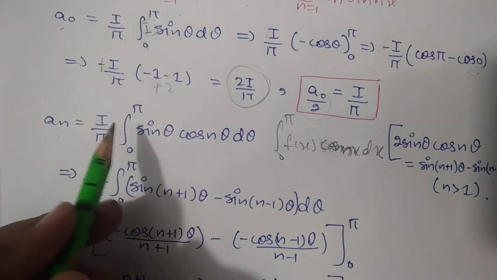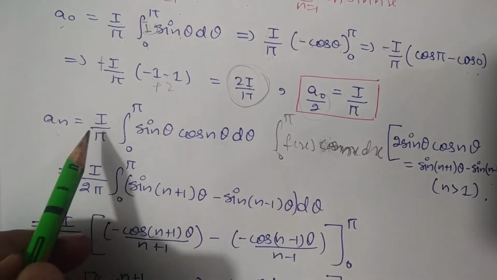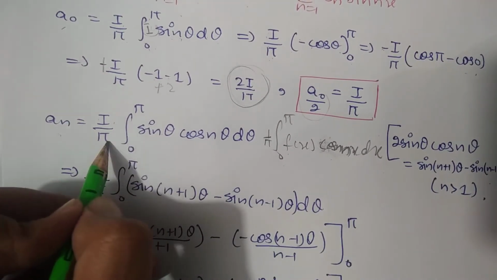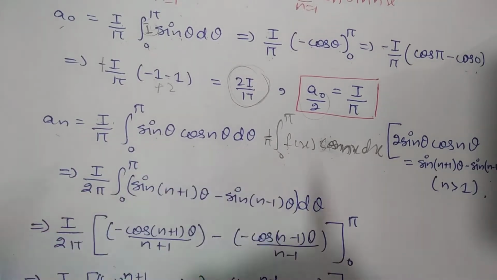So the value of a n will be, the function is I sin theta, I am taking I outside as it's a constant term, and 1 by pi also over there, so 1 by pi times I I will take there, and sin theta times cos n theta d theta.